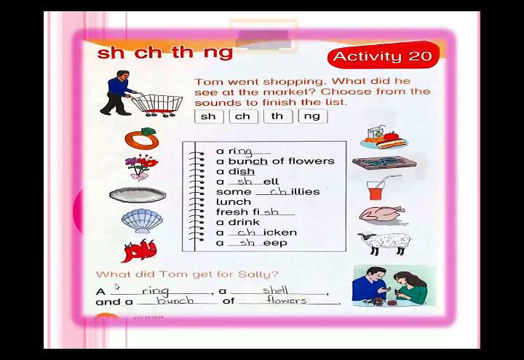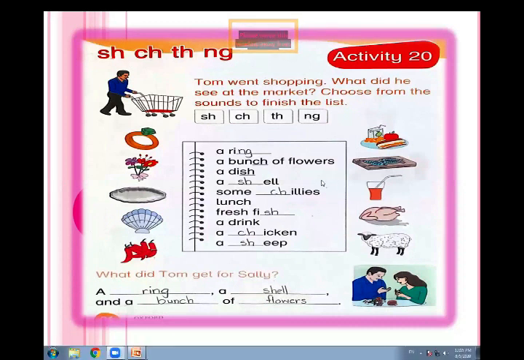Now you can see here Tom got a gift for his friend. His friend's name is Sally. So what did he get for Sally? Let's see. Tom got a ring, a shell, and a bunch of flowers for Sally. You can see here in front of Tom and Sally. Now turn to the next activity.